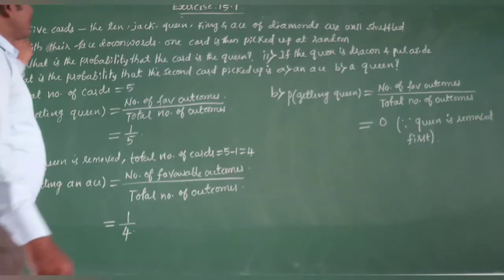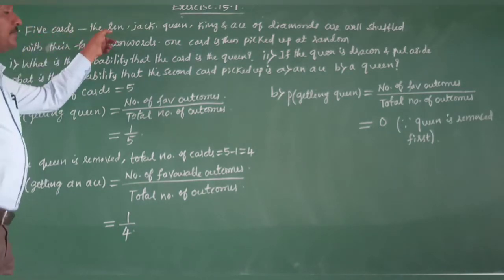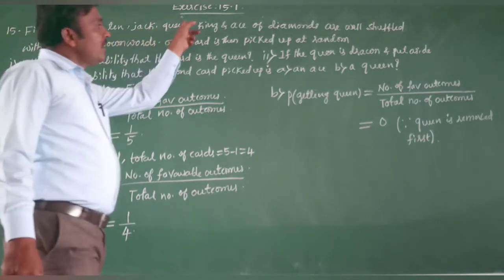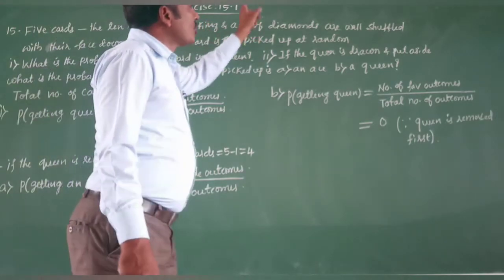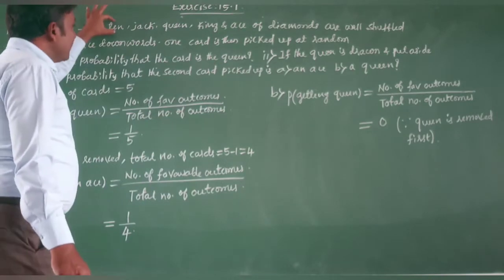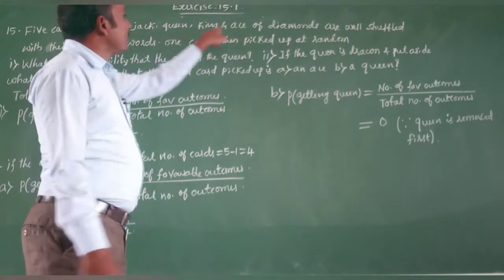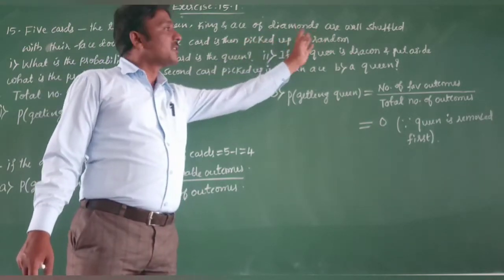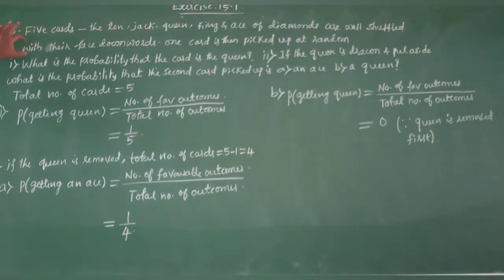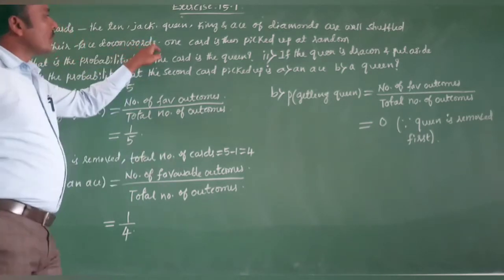Now discuss 15th question from exercise 15.1. 5 cards. Those are the 10, Jack, Queen, King and Ace of diamonds. All these are diamonds. Okay? The 10, Jack, Queen, King and Ace. 1, 2, 3, 4, 5 of diamonds are well secured with their face downwards, means kept face downwards.